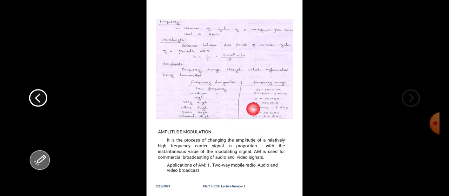I already told you there is a relation between the wavelength and the antenna height. Since frequency and wavelength are inversely proportional, if it is a low frequency signal, then the wavelength has to be more. So it increases the height of the antenna. We have to reduce the antenna height with the help of modulation by converting this low frequency signal into a high frequency signal. So what is amplitude modulation?